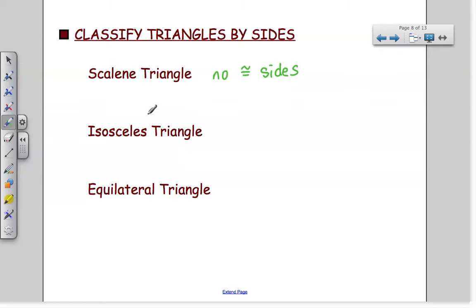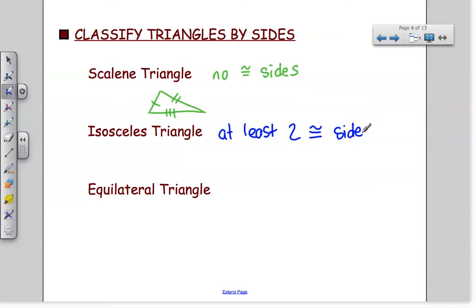If I wanted to draw an example of a scalene triangle, if I wanted to prove for certain that all the sides were a different length, I could put different numbers of tick marks on each side. Now an isosceles triangle, hopefully you know this one as well or have heard it before. Technically it has at least 2 congruent sides, but generally you're thinking 2 congruent sides. The only thing with this at least means if it has 3 congruent sides, it also can be considered isosceles, as long as it has at least 2 congruent sides.